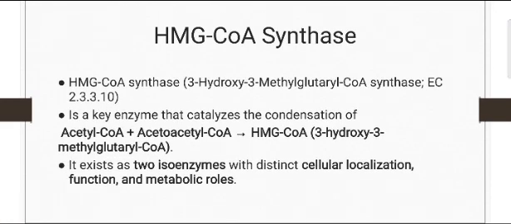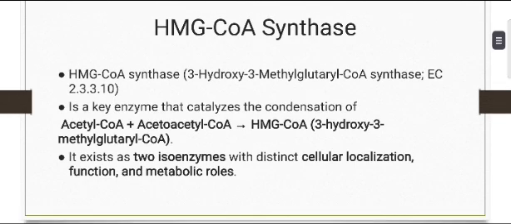HMG CoA synthase is also called 3-hydroxy-3-methyl glutaryl CoA synthase. It has an EC number of 2.3.3.10. It is a key enzyme that catalyzes the condensation of acetyl CoA and acetoacetyl CoA, and we have formation of HMG CoA, that is 3-hydroxy-3-methyl glutaryl CoA. It exists as two isoenzymes with distinct cellular localization, function and metabolic roles.